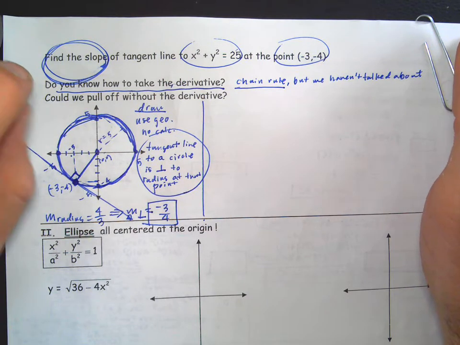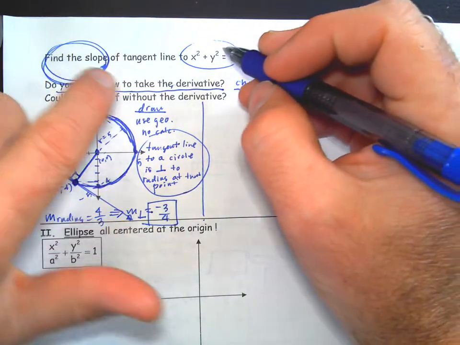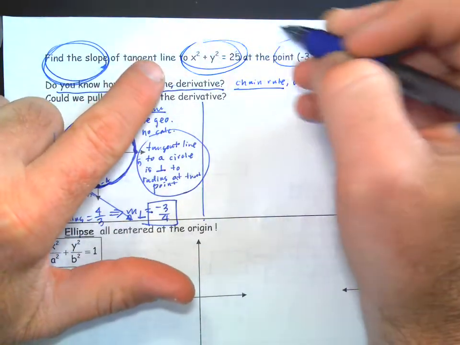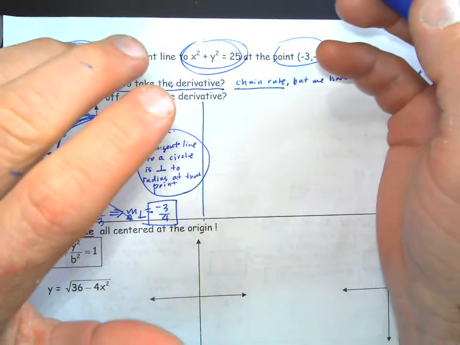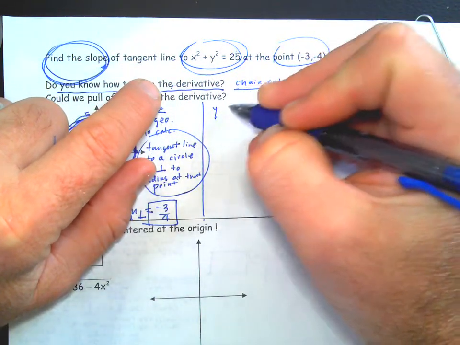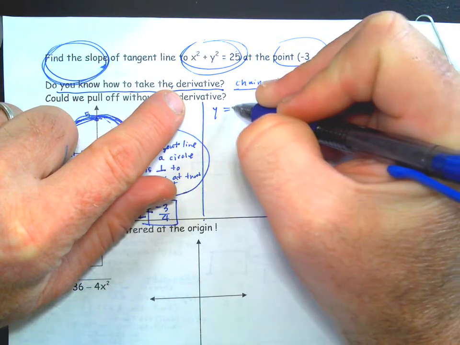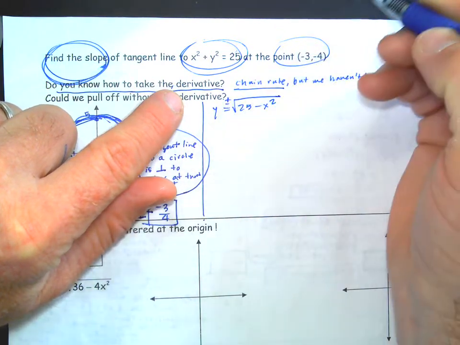Anyway, there are 2 more ways we're going to do this. One way is to get this equation into y equals, because that's usually what we do when we take derivatives. So you would subtract x squared, and then take the square root of both sides, plus or minus.